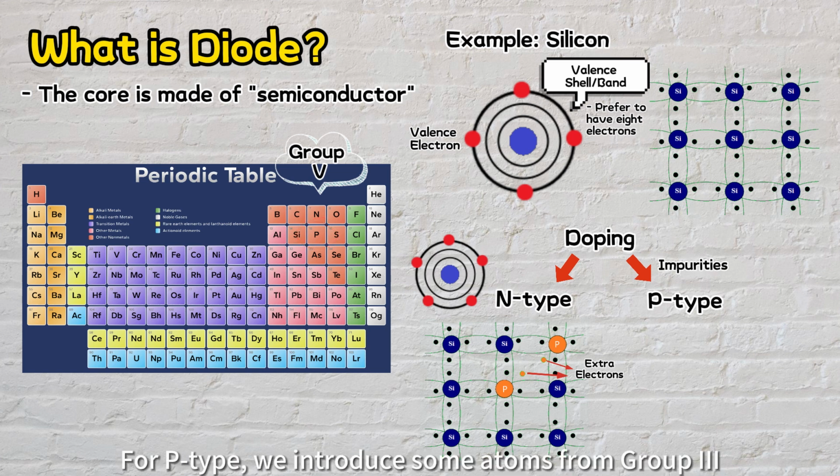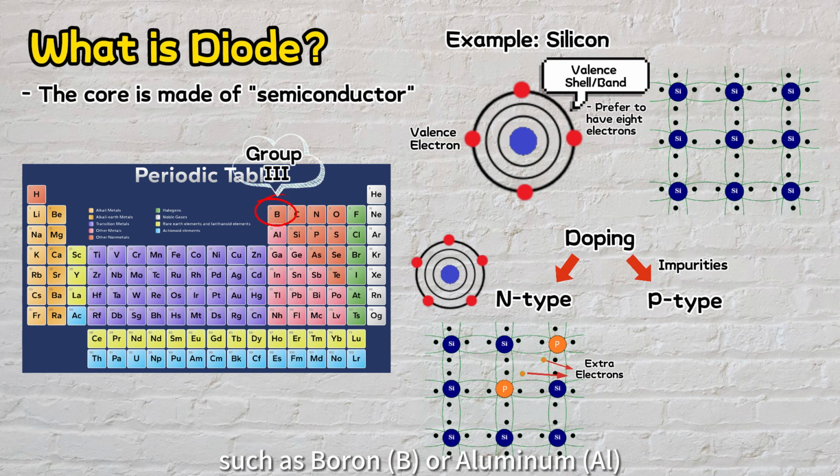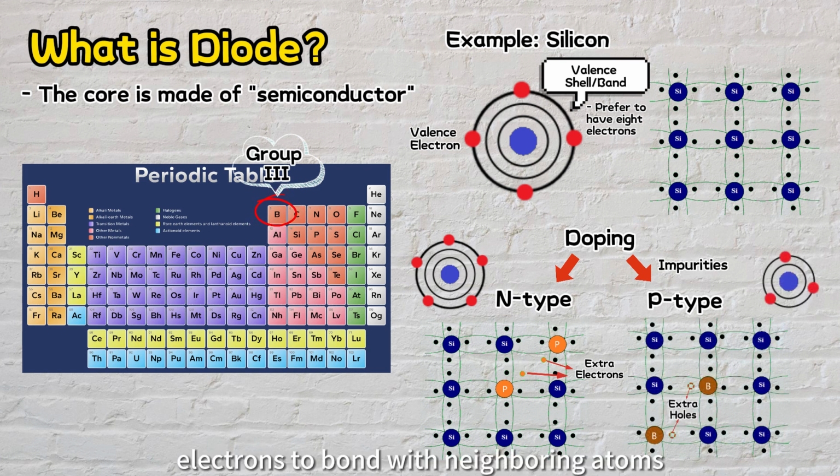On the other hand, for p-type, we introduce some atoms from group 3, such as boron or aluminum. These atoms have only 3 valence electrons to bond with neighboring atoms, leaving some holes in the lattice.